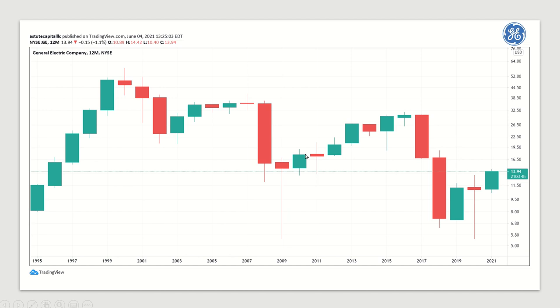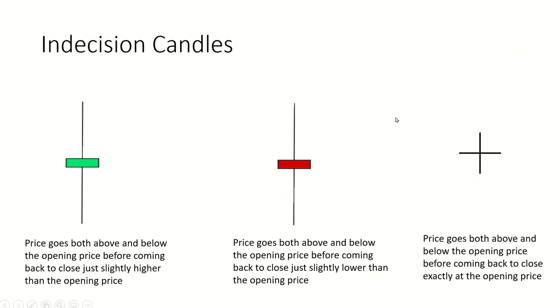And you can see there was actually follow through after that. And then you have your indecision candles. These are candles that are not really bullish or bearish. They're kind of annoying, actually, if you're trading within them.